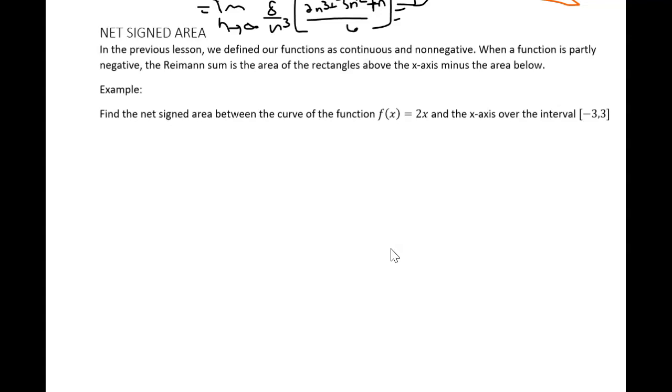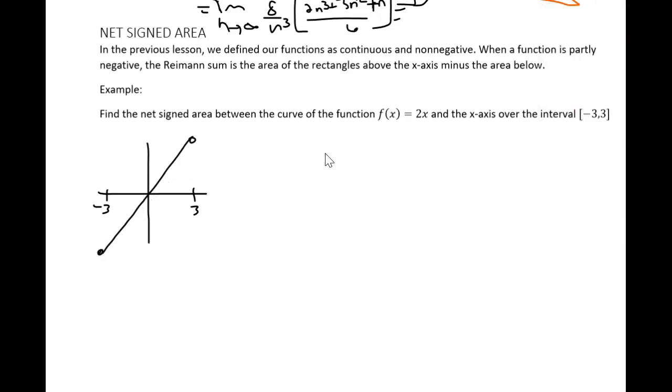So let's take a look at an example of a function that goes above and below the x-axis. And that's going to be f of x equals 2x from -3 all the way to +3. So our first point would be -3, -6. Our final point would be 3, +6, and it goes through 0, 0.